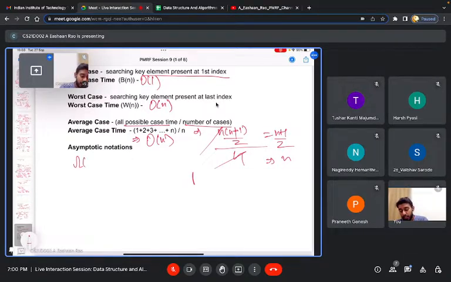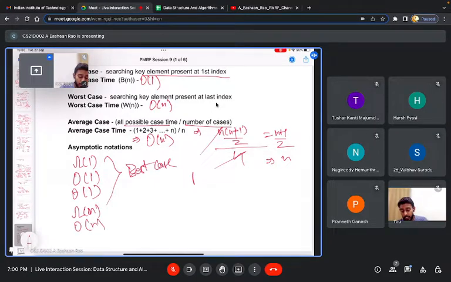But you can still write the best case as omega of 1, big O of 1, or theta of 1. These are all correct for the best case. Similarly, you can write omega of n, order of n, and theta of n for the worst case. So these are notations; they do not themselves describe which is the best case or worst case.